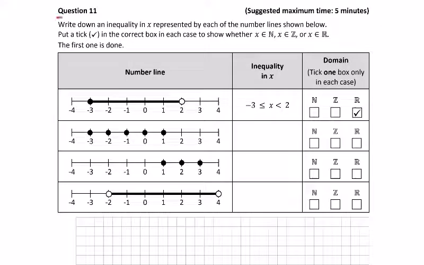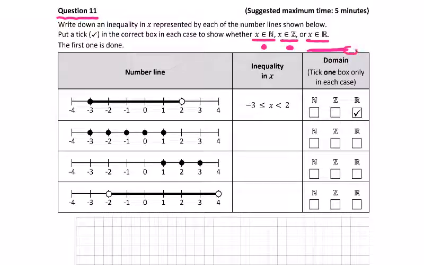Question 11 is your knowledge of inequalities. Write down an inequality in x represented by each of the number lines. And you know, when we deal with natural numbers, we put dots. When we deal with integers, we put dots. And when we deal with real numbers, we colour in the line.